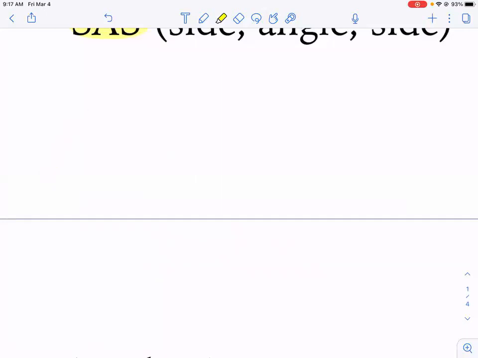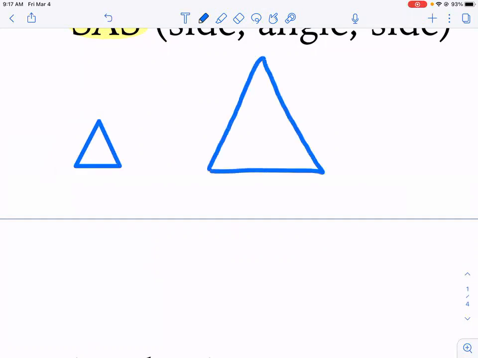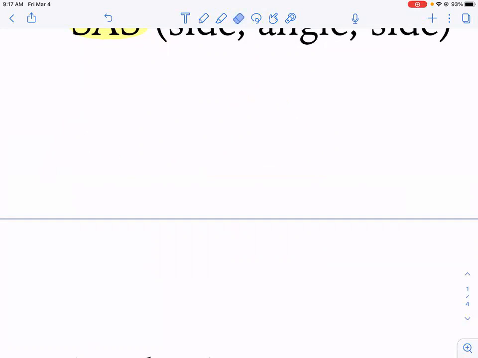Here's an equilateral triangle. Here is another equilateral triangle. Their angles are 60, 60, 60, but they're 2 different sizes. There are an infinite number of solutions for triangles when you know just the 3 angles. You can make them big, you can make them small. So that's why we don't solve them.